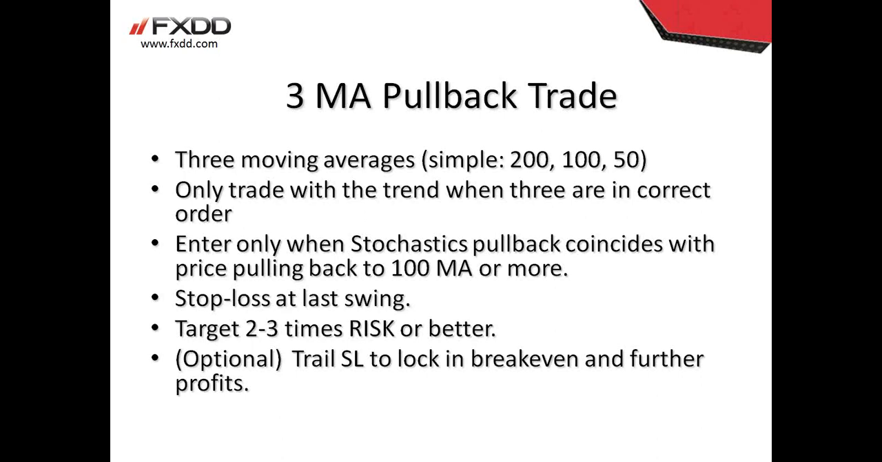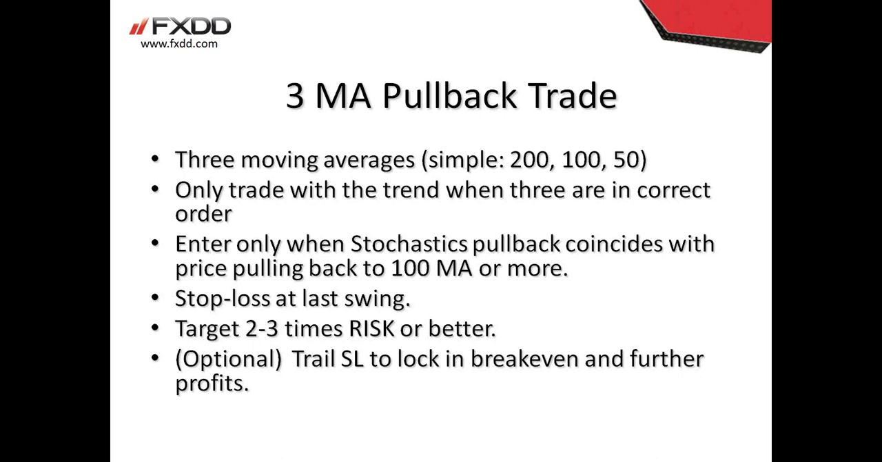Now, COMA in an uptrend is simply the longest term moving average on the bottom, above that is the middle moving average, and then the shortest moving average on top. Now, in a downtrend, it's simply the opposite.